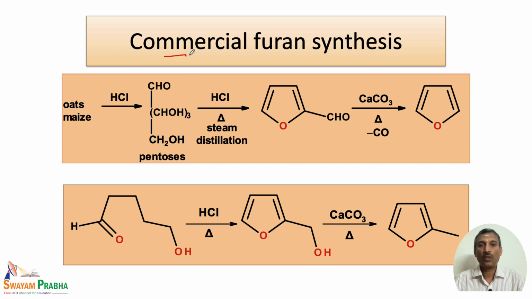Let us look at some of the commercial furan syntheses. As we have seen, the pine wood or oat hulls, these are all easily available, commercially available starting materials, and when these are treated with either high temperature or with a strong acid, the oat hulls when treated with HCl lead to the formation of different pentoses, and these pentoses on steam distillation with HCl lead to the corresponding furfuraldehyde, and this furfuraldehyde when treated with calcium carbonate at a high temperature loses a carbon monoxide unit to give furan as the final product.